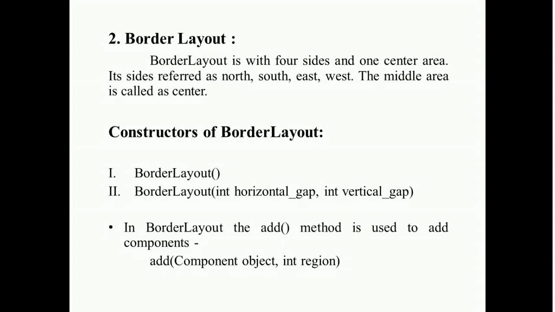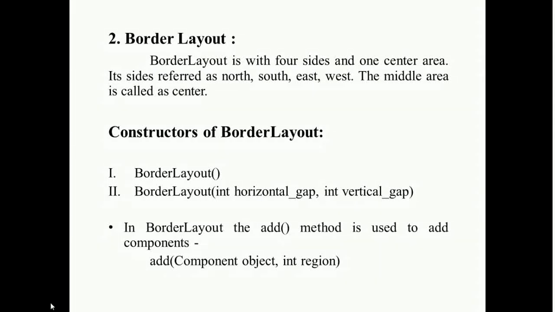There are two constructors of the border layout. The first constructor, BorderLayout, has no parameter, and the second constructor has two parameters, int horizontal gap and int vertical gap. The first constructor creates a default border layout object with default settings, and the second constructor allows us to specify the horizontal and vertical space between the components.